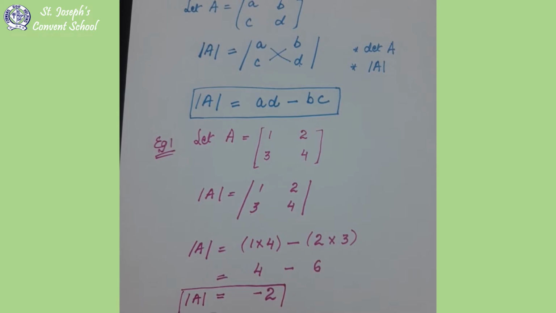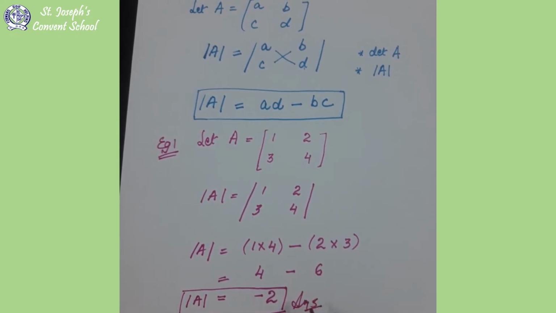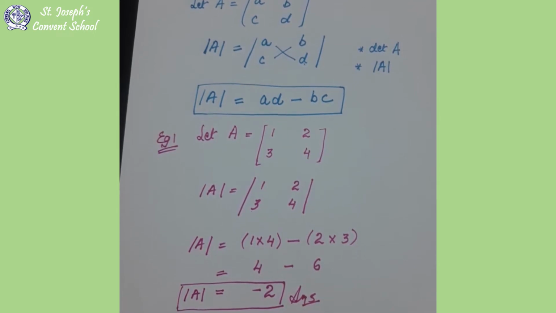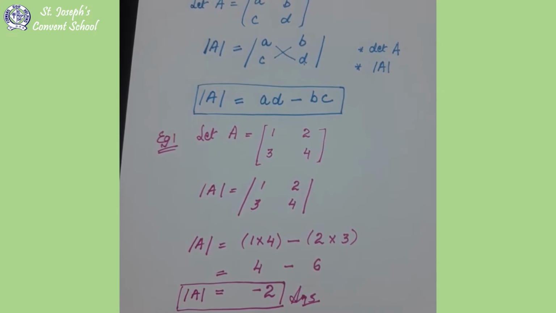So you get one single answer in determinant, and we will apply this only to a square matrix. When a square matrix is given, then you can find the determinant. It is easy: first and last, and then second and third. Always put a minus sign. This way you can find the determinant.